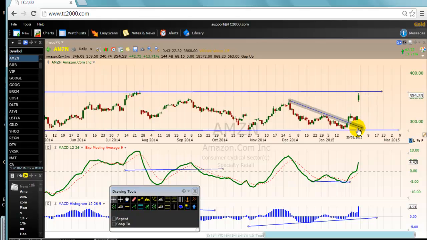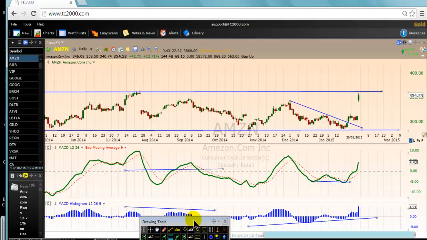Which one would you use, the trend line or the MACD histogram? Which one will you use, the market pattern or the MACD histogram? Now you see it.